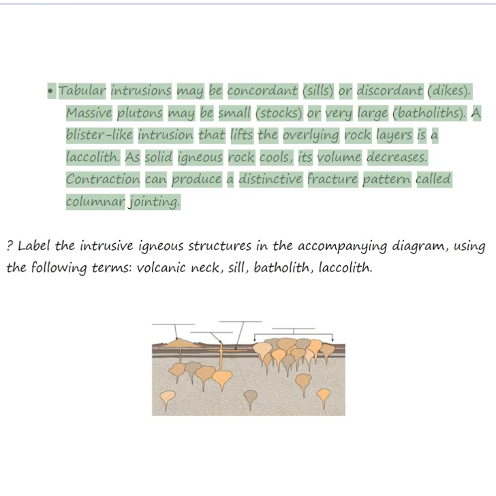Tabular intrusions may be concordant or discordant. Massive plutons may be small or very large. A blister-like intrusion that lifts the overlying rock layers is a laccolith. As solid igneous rock cools, its volume decreases. Contraction can produce a distinctive fracture pattern called columnar jointing.